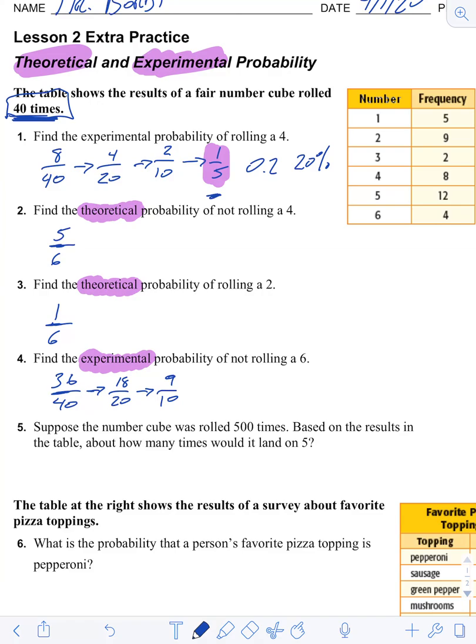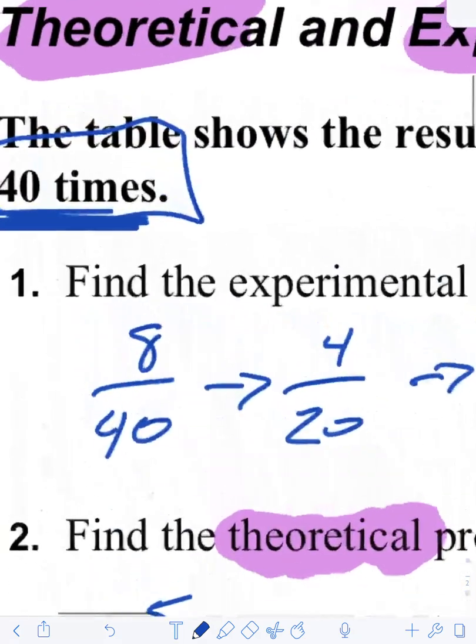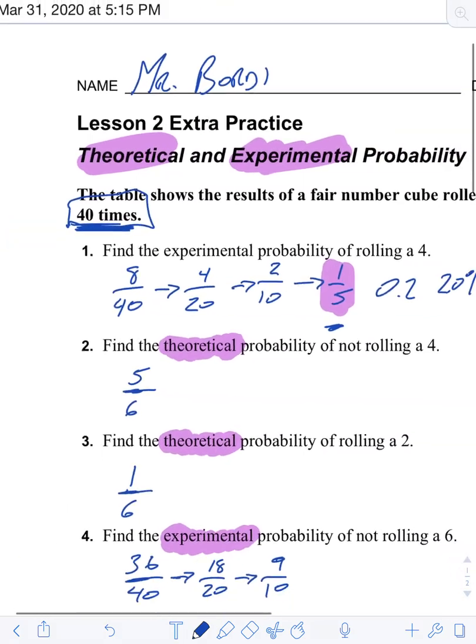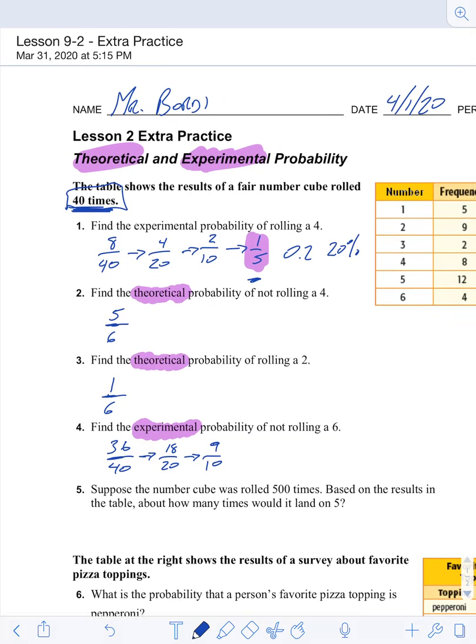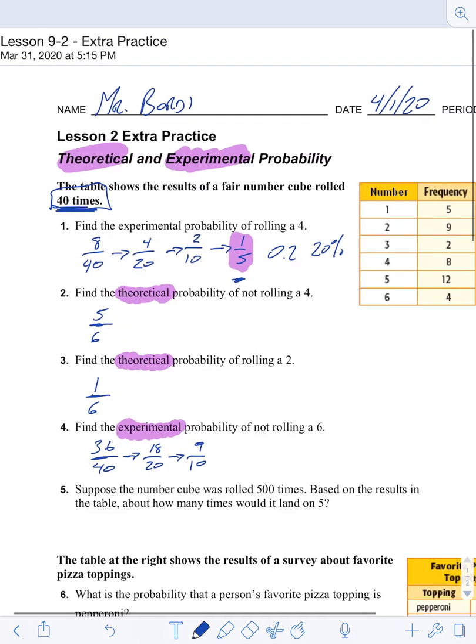Here it says, suppose the number cube was rolled 500 times. Not 40 times, like right here. Here's 40. I'm actually going to roll it 500. So now I need to, based on the results in the table, figure out about how many times it would land on a 5.